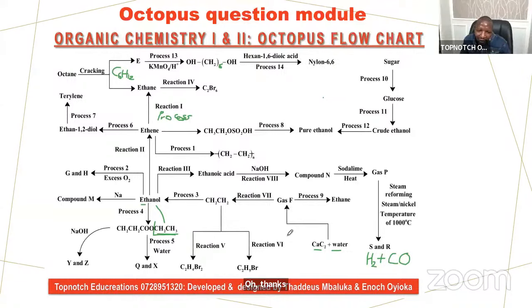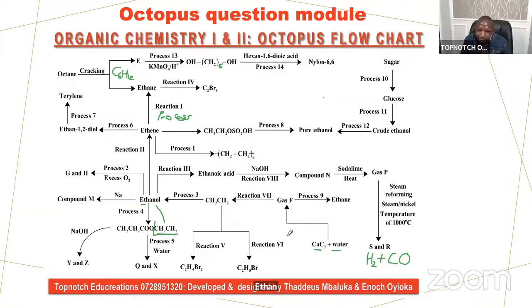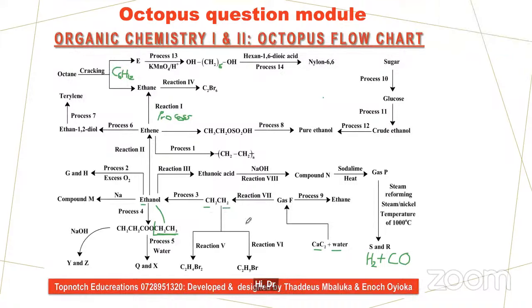We have calcium carbide plus water, and we get gas F. What is gas F? Ethyne. So then we have ethyne being converted to C2H4. What is that reaction again? Hydrogenation.